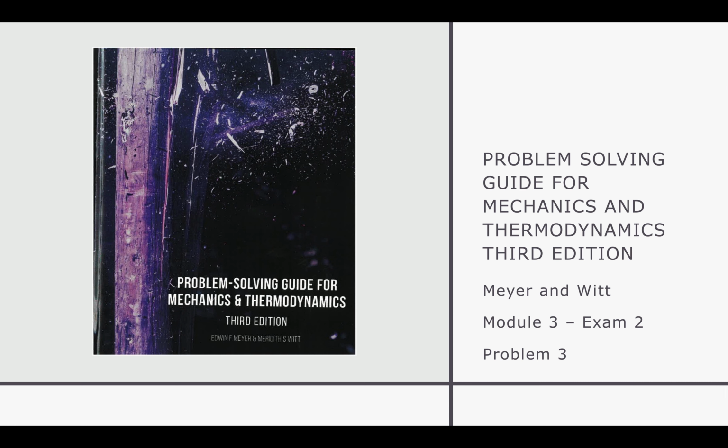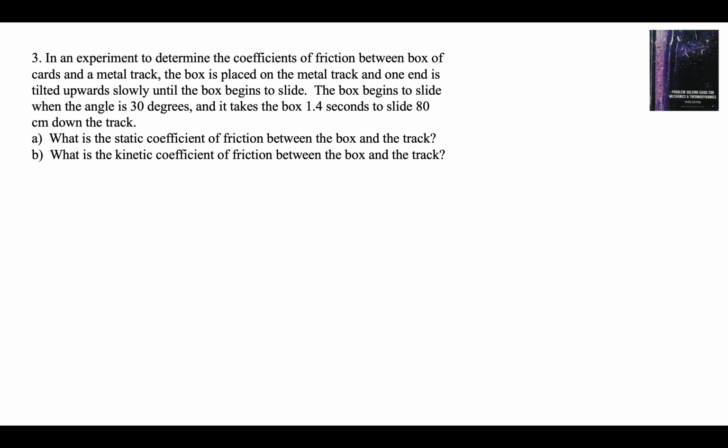This is a walkthrough of Problem 3 on Exam 2 of Module 3 in the book Problem Solving Guide for Mechanics and Thermodynamics. Problem 3, an experiment to determine the coefficients of friction between a box of cards on a metal track. The box is placed on the metal track. One end is tilted upward slowly until the box begins to slide. Once the box begins to slide, it takes 1.4 seconds for the box to slide 80 centimeters down the track.